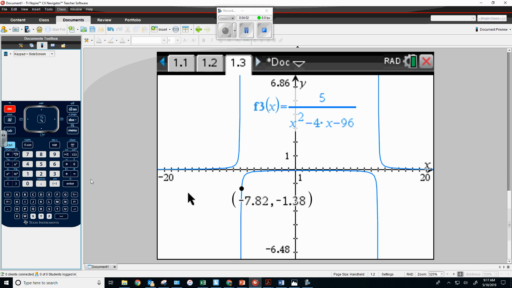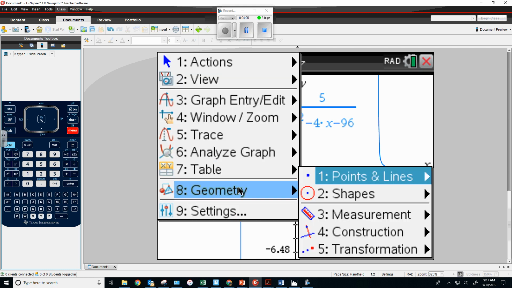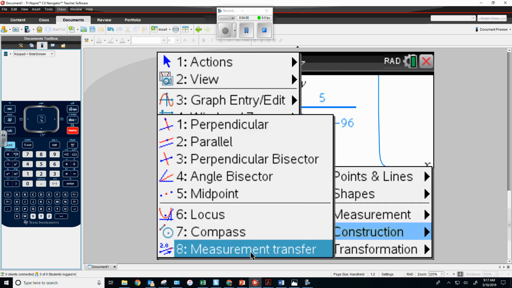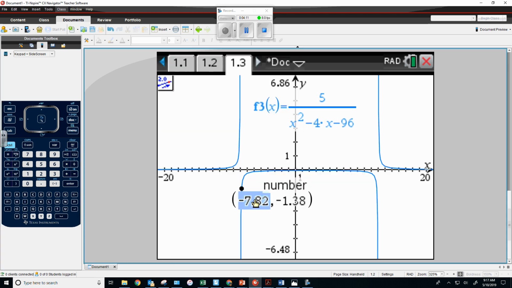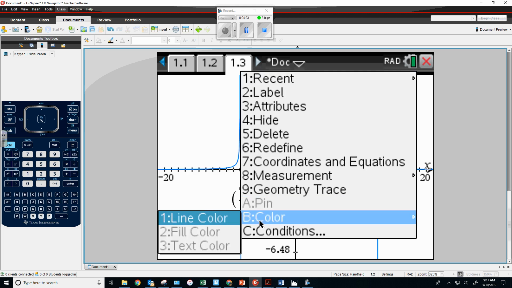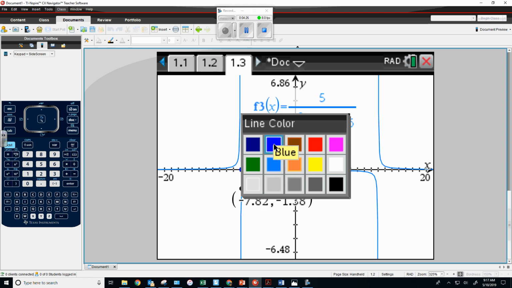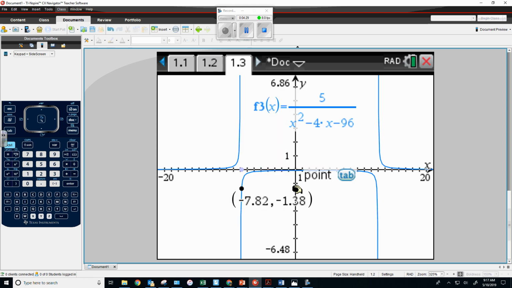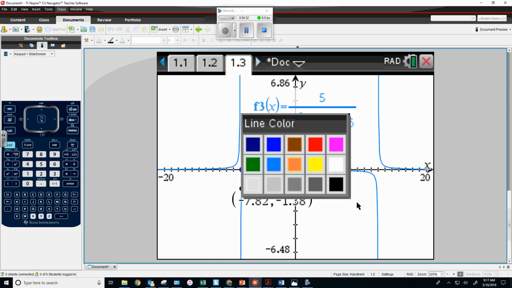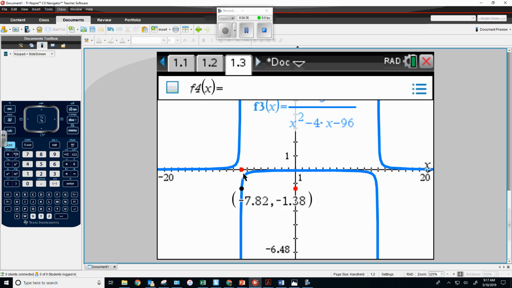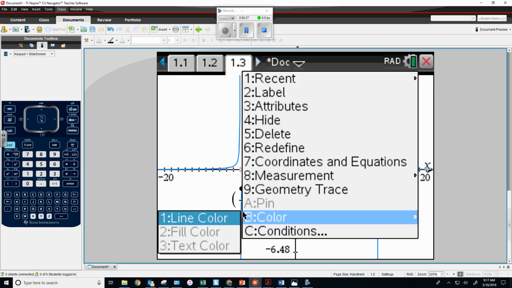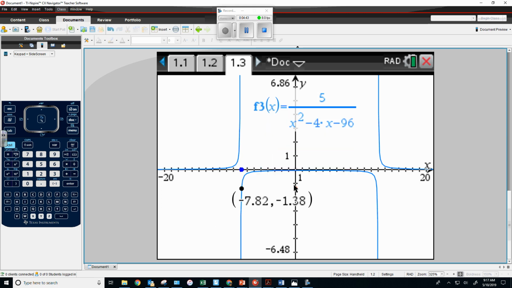So I'm going to go to menu, geometry, construction, measurement transfer, and I'm going to click this number and put it on this axis. I'm going to click this number and put it on this axis. And just so that you can tell them apart, I'm going to change the color here to blue, and this color to red. All right, looks like I accidentally changed both of them. Let's take this one back to blue. There we go.